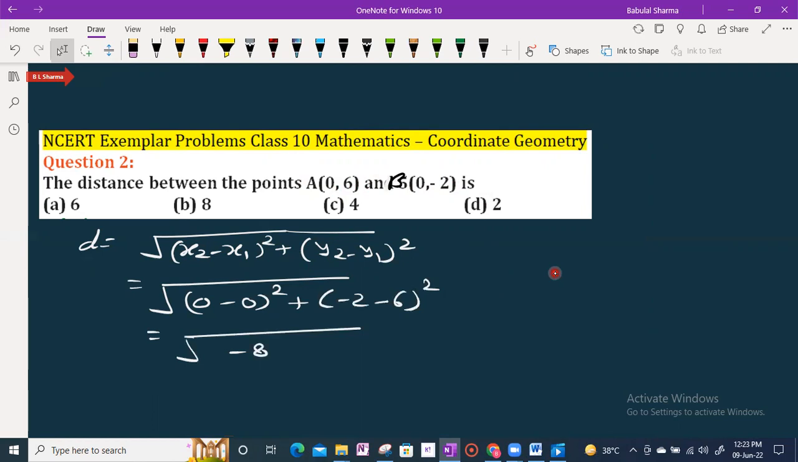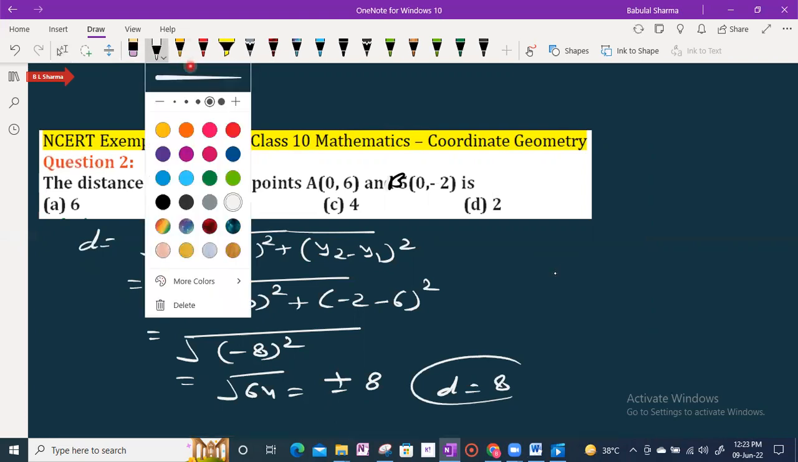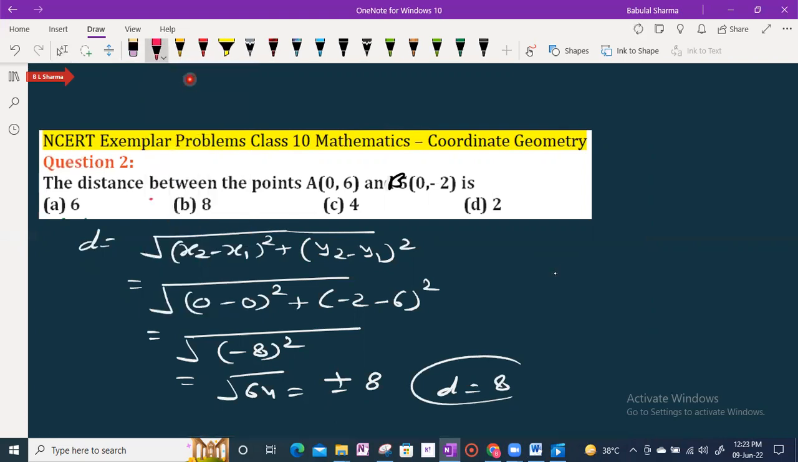Further, minus 8 whole square. That is 64. The square root of 64 is plus minus 8. But distance is always taken positive. Distance cannot be negative. So distance will be 8 units. So therefore B is the correct answer.